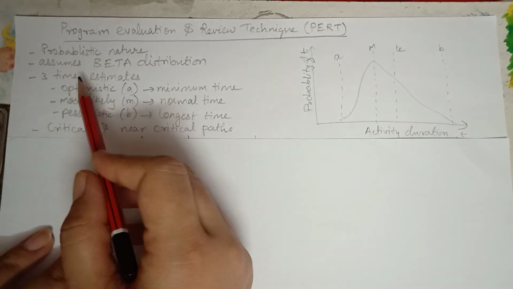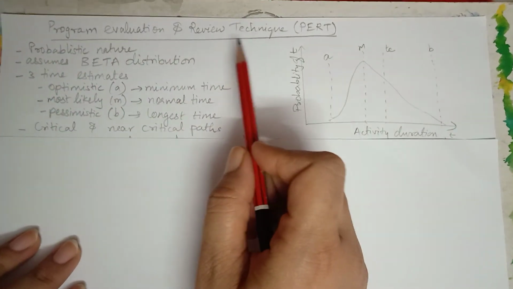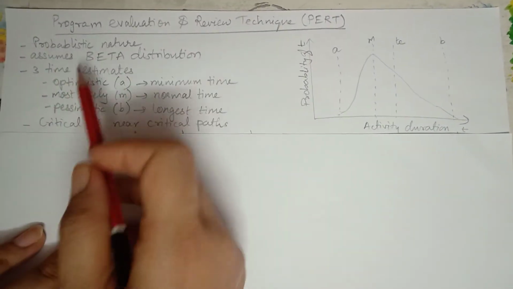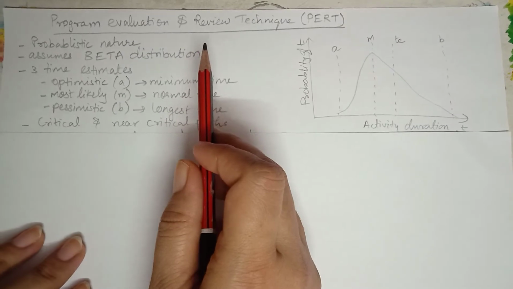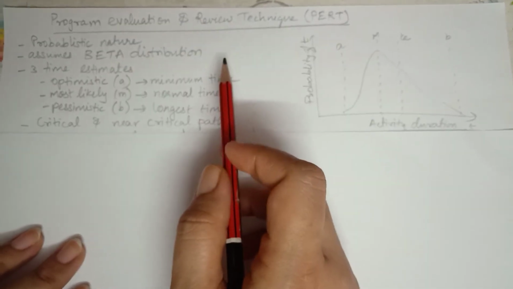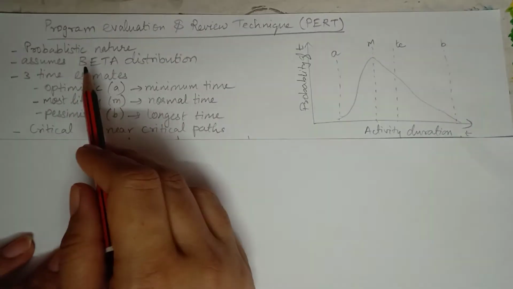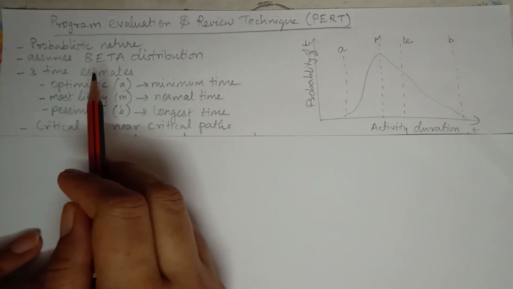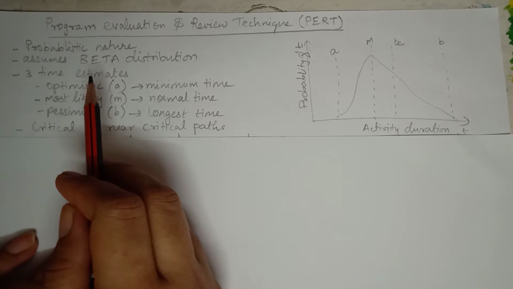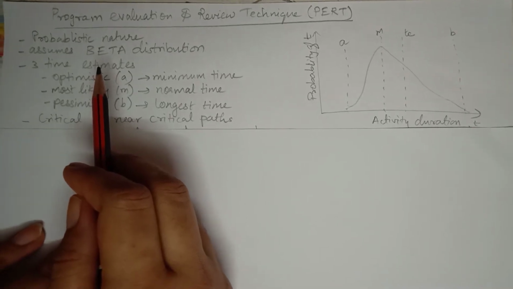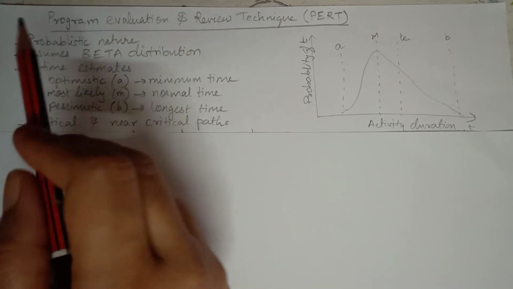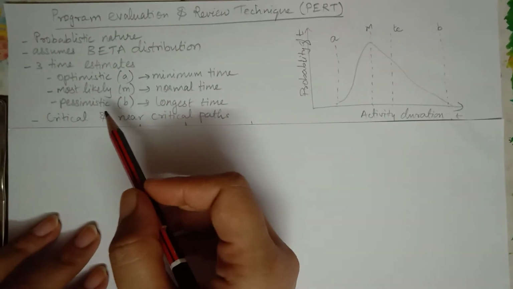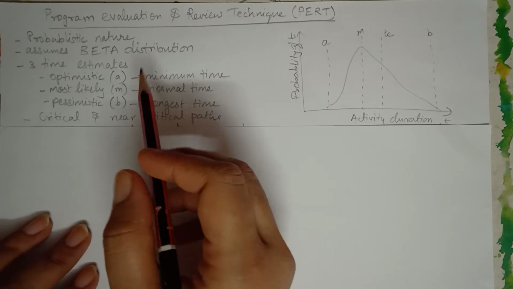The next scheduling technique is program evaluation and review technique, also called PERT. This particular technique is used in case of projects which have probabilistic nature. That means you really don't know what the time duration for a particular activity would be, say in the case of R&D kind of projects. Now when I say probabilistic nature, that means we are assuming a beta distribution in case of PERT.